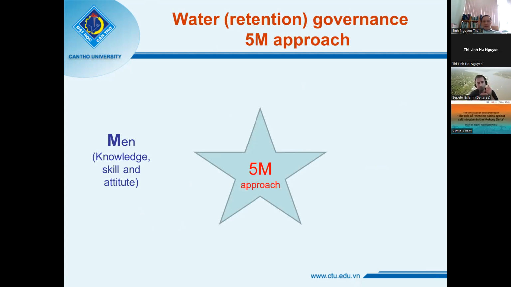The first is men, the people. So the knowledge, the skill and attitude of the people in terms of water value is important. So is salinity good or not good? Is this a threat or an opportunity? It should be taken into account when you talk about water retention.